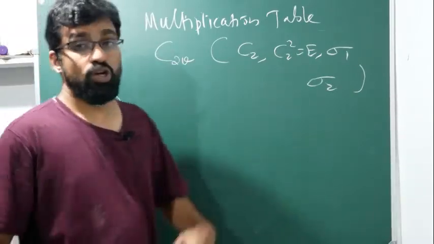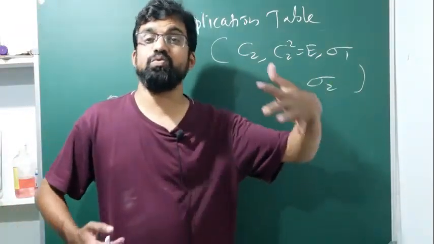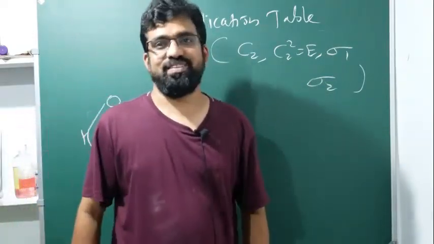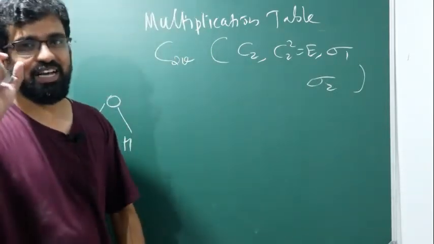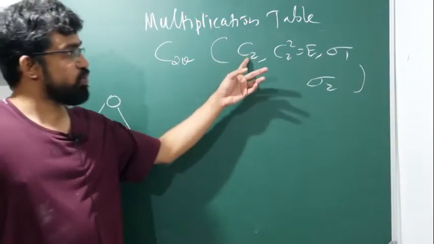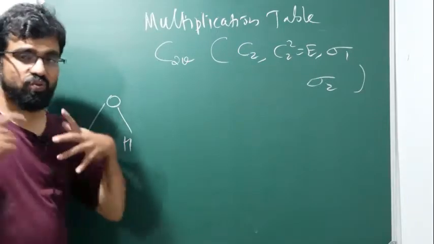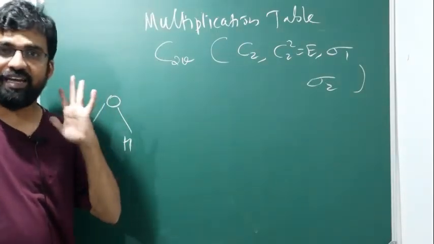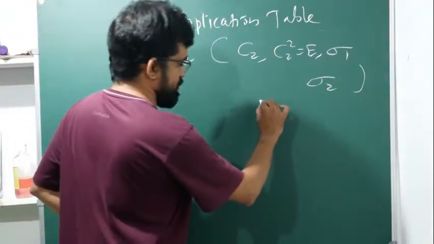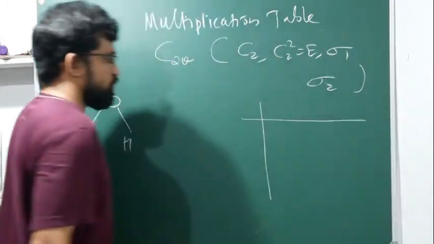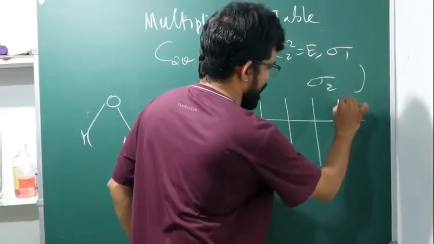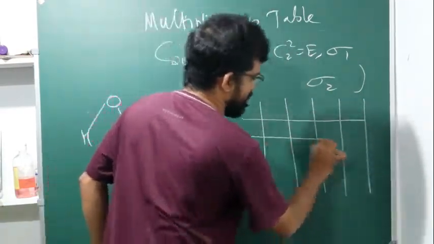What I have told you: when you multiply, that is, you perform one operation after another, the product will be in the group. That is the mathematical characteristic of the group. I have given you the definition: when you do multiplication, you have to get the result in the group. Okay, let me take a proof for this. I'm writing one table, that is the group multiplication table.